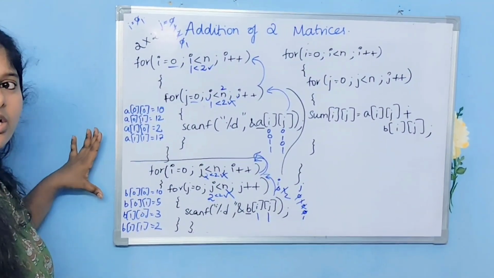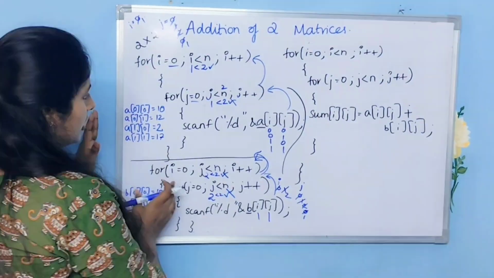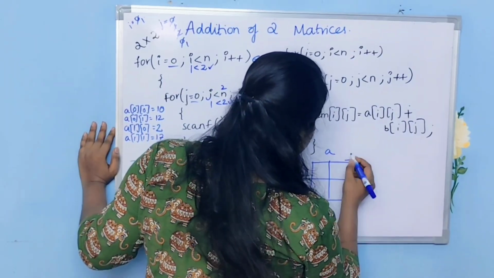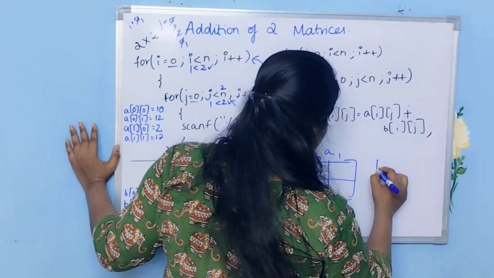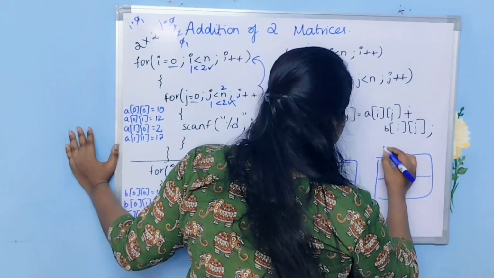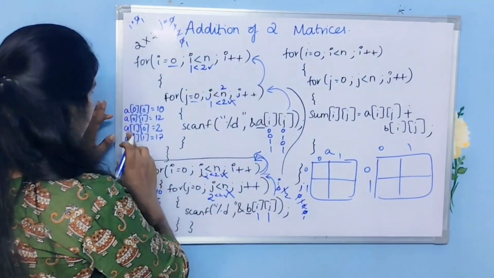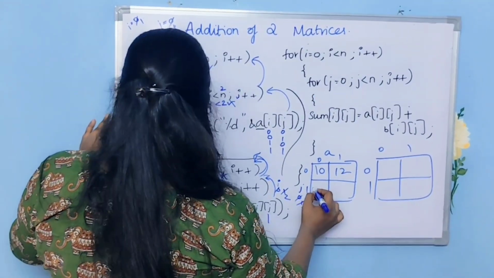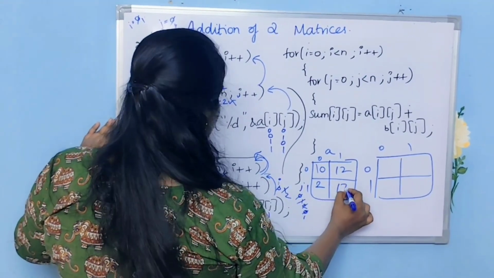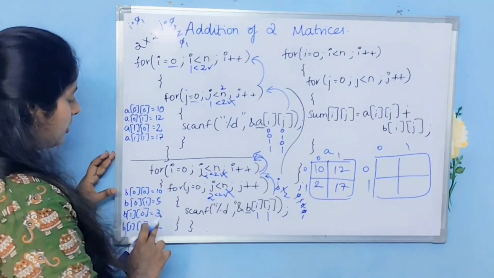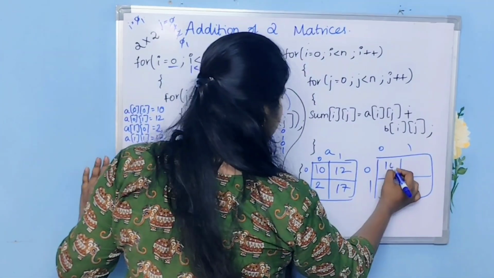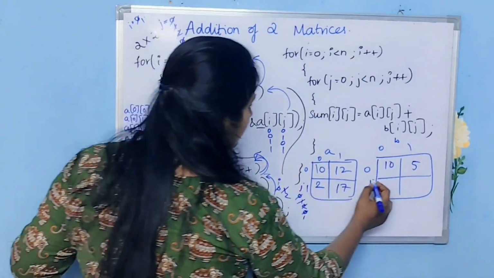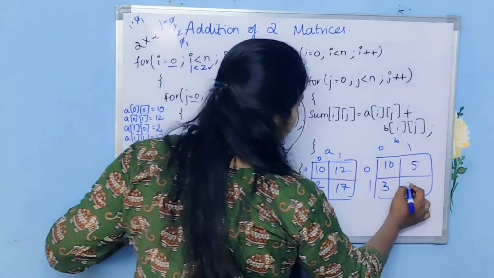So you have read the elements of 2 matrices. Now write these 2 matrices here, so you will find it easy. This is A. A of 0, 0 is 10, A of 0, 1 is 12, A of 1, 0 is 2, A of 1, 1 is 17. Now B of 0, 0 is 10, B of 0, 1 is 5, B of 1, 0 is 3, B of 1, 1 is 2.